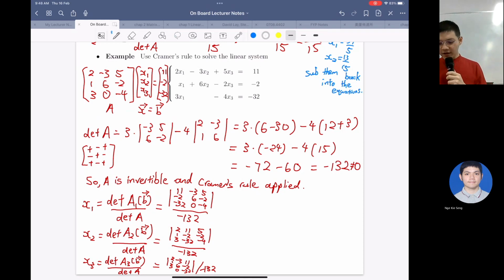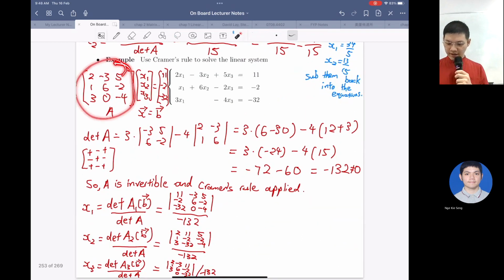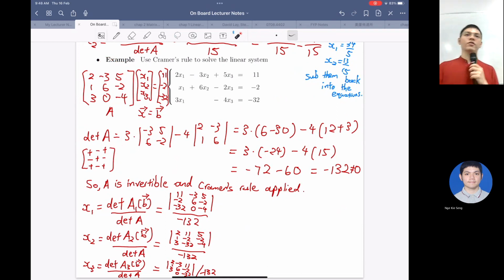So you get your A out from the coefficient matrix, and then you can find the determinant any way you like. You can use cofactor expansion. You can use elementary row reduction first, and then see how the determinant changes under elementary matrices. Then you can get it out. Did everyone get this number? Minus 132. Yeah, okay, good. So it's non-zero, that means it is invertible, so you can use Cramer's rule.